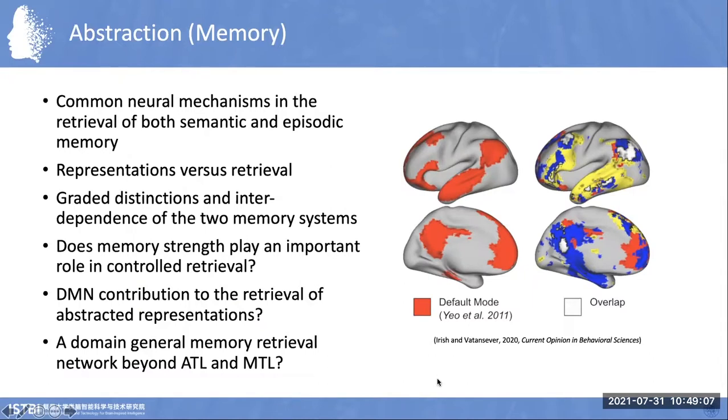So putting this together, what we're suggesting based on this work is that there might be a common neural mechanism in the retrieval of both semantic and episodic memory, which is very abstracted knowledge that we can declare as humans. And one important aspect to recognize is how much overlap there is between these two systems, specifically within the retrieval of information. We don't necessarily know yet how this is related to actual representation, but definitely in the context of retrieval, the default mode network plays a common role across both semantic and episodic memory.